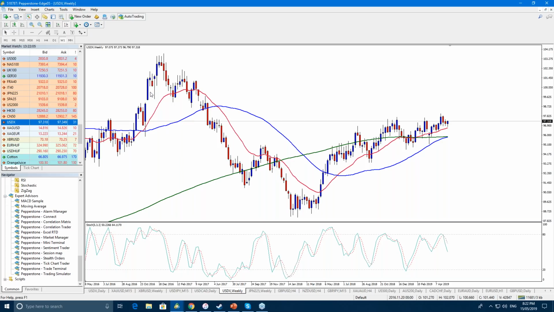If you're not familiar with it, guys, just look up the US dollar index and what it's made up of, and that will actually show you a lot of the major pairs as well.